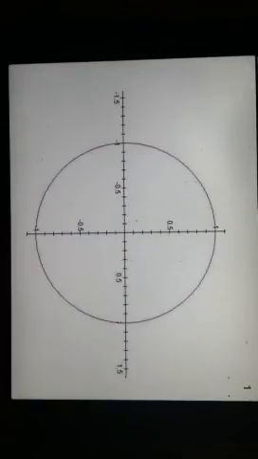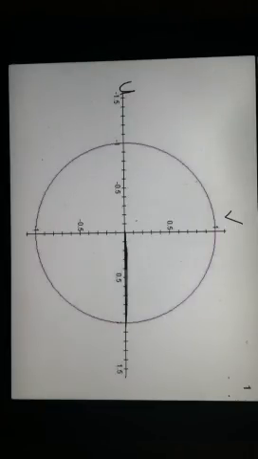A unit circle is a circle with a radius of 1 graphed on the UV axis. What a unit circle does is enable us to find the six trigonometric functions, which are sine, cosine, tangent, cosecant, secant, and cotangent.